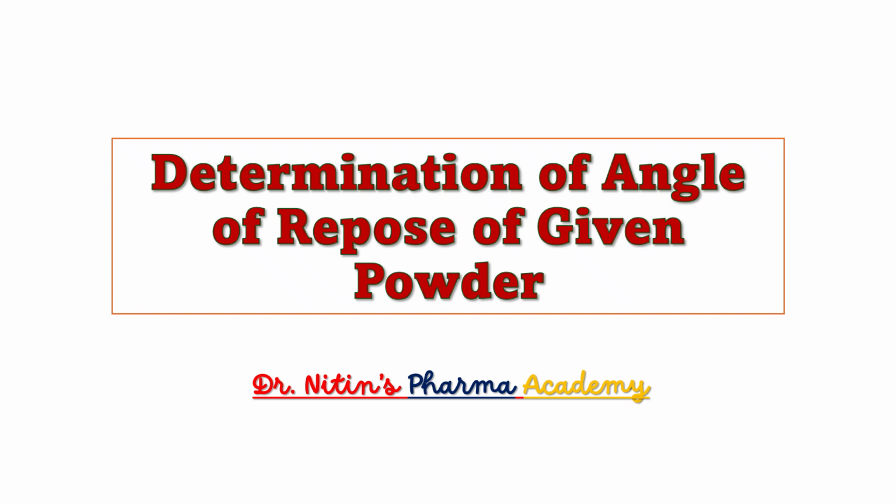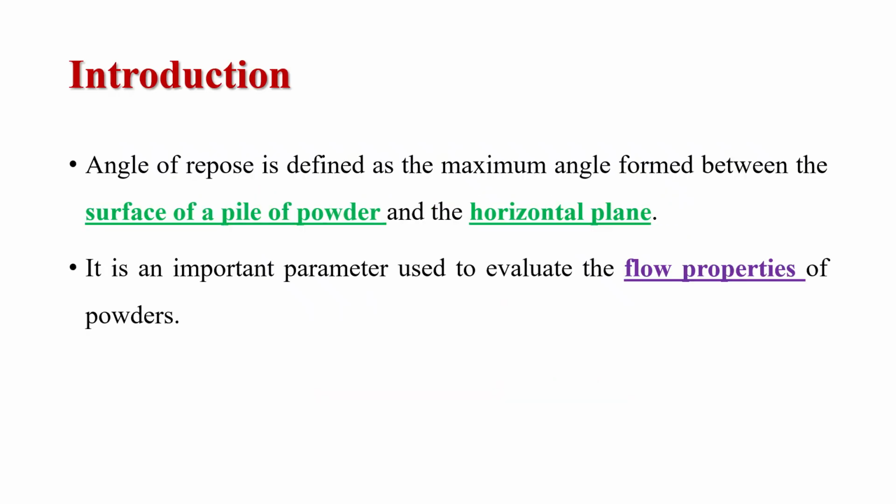Good morning, everyone. Today, we are going to perform a practical experiment on determination of angle of repose of a given powder, a key parameter used to evaluate the flow characteristics of powders in pharmaceutics. Introduction. Angle of repose is defined as the maximum angle formed between the surface of a pile of powder and the horizontal plane. It is an important parameter used to evaluate the flow properties of powders.